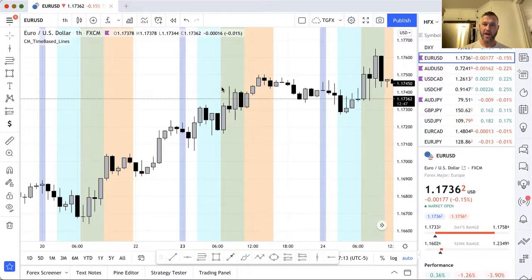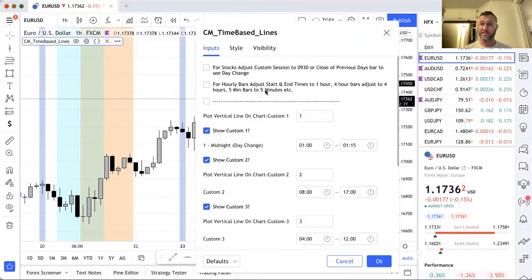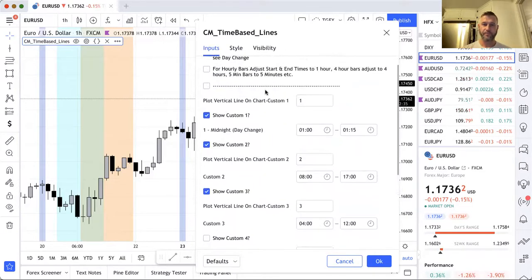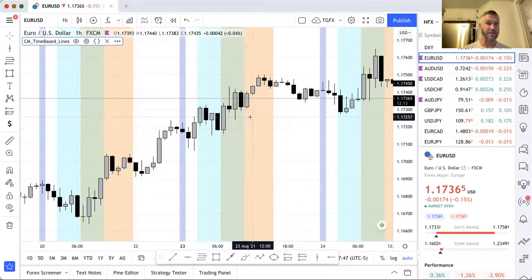This lets me know where I am on the charts. Let me go to my settings. You'll have to adjust this for your time zone. For my midnight, I put in 1 to 1:15, just to give me a small bar there to let me know what's going on. That's midnight. Then New York is 8 to 17, and London is 4 to 12. So you may have to adjust these for your time zone, but this gives you an idea of where those boxes are. Watch this back and look at those if you need to.